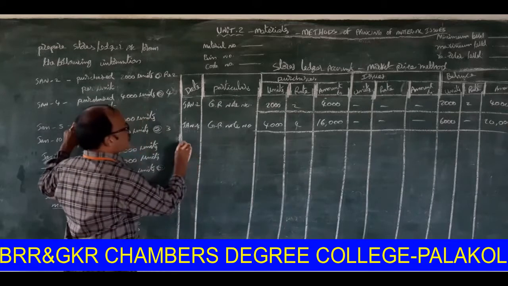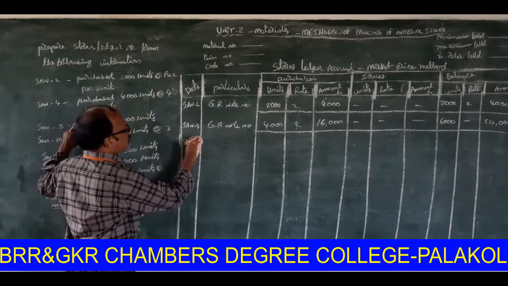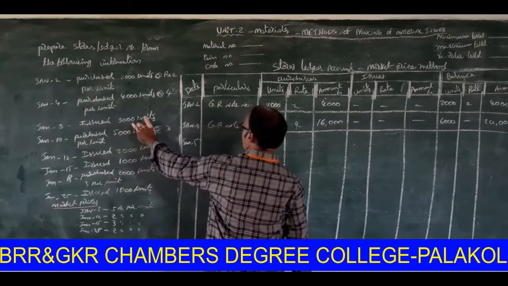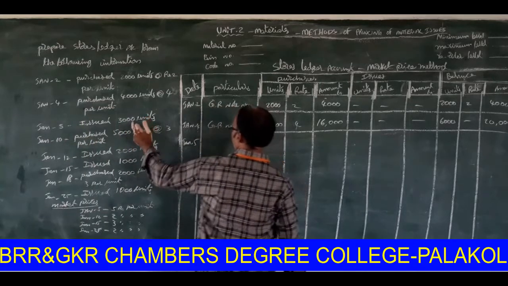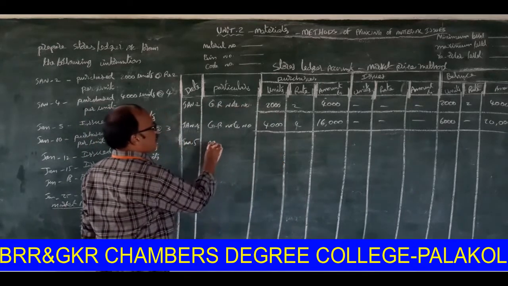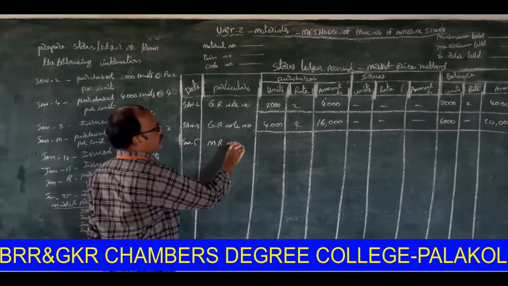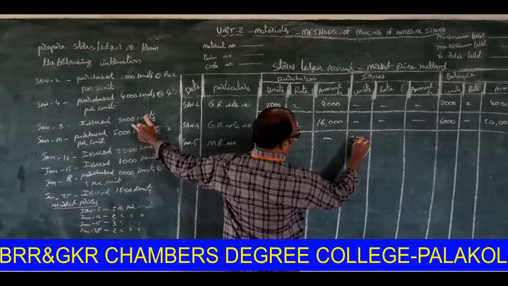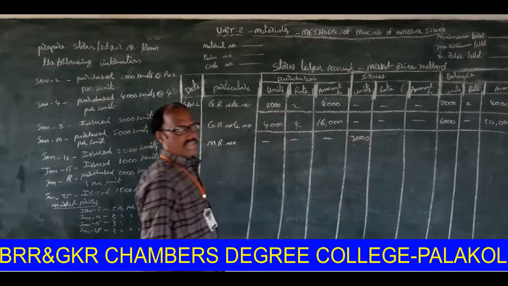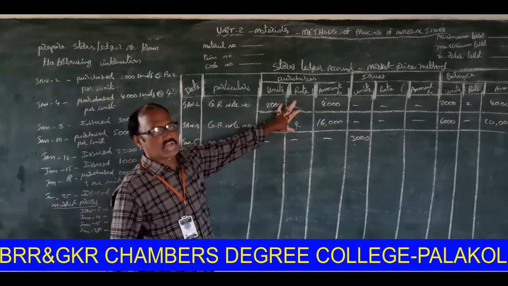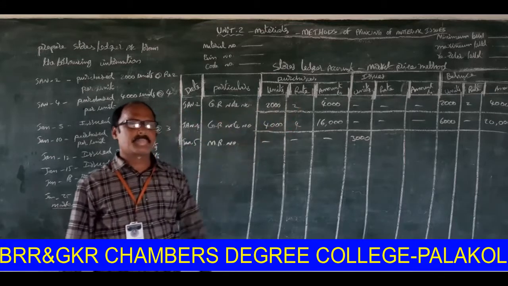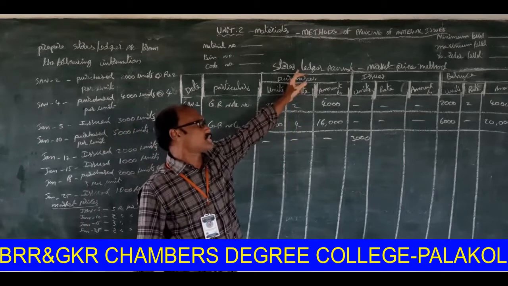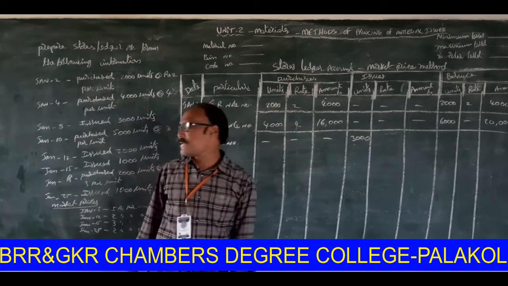Next one. January 5th. Issued 3000 units. Material requisition number. How many units issued? 3000 units. So at the time of issuing of materials, the purchasing prices are not to be considered. Only market price is considered because we are preparing the stores ledger account under the market price method.